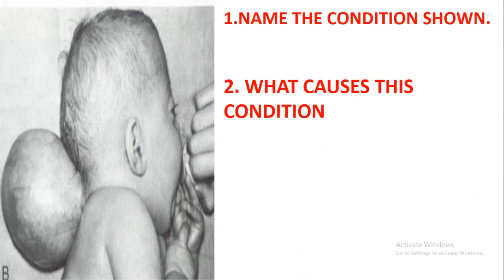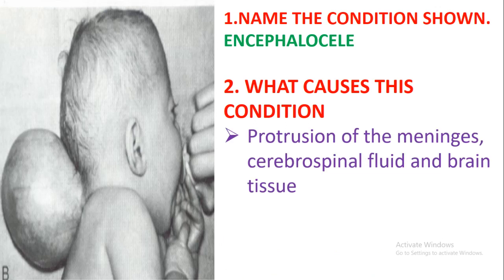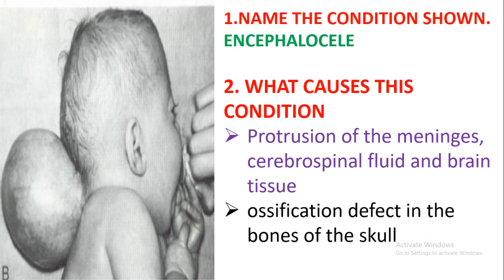On this slide, we have been asked to name the condition. This condition is known as encephalocele. The reason why it is encephalocele, we need to understand, is the protrusion of the meninges, cerebral fluid, and also the brain tissue. Make sure that you know that this condition is caused due to the stated reasons. And this condition is also as a result of ossification defect in the bones of the skull.